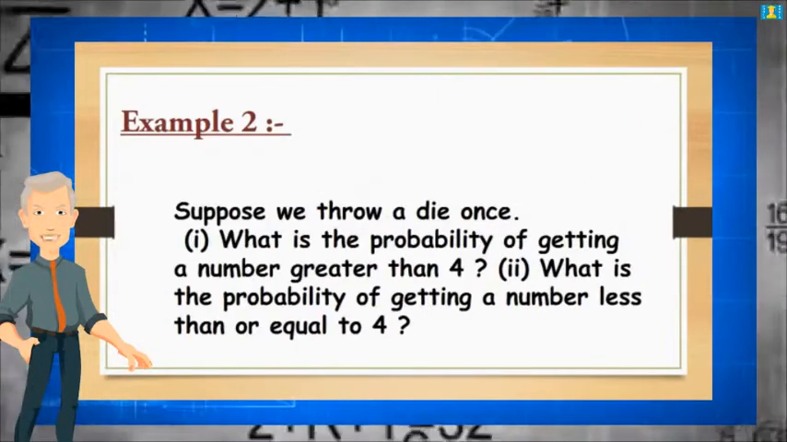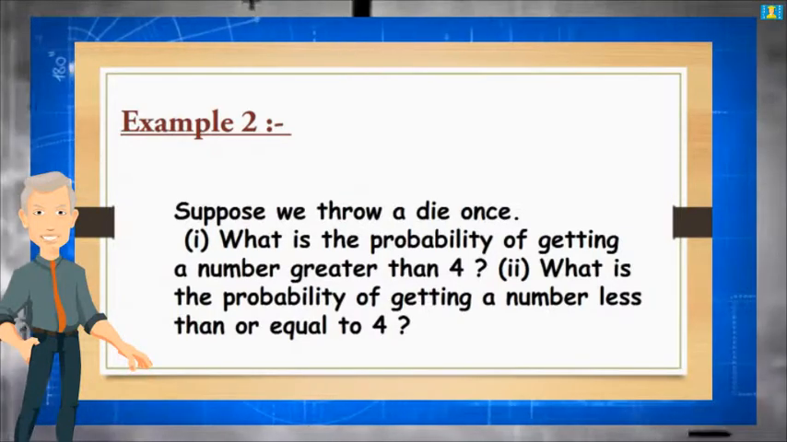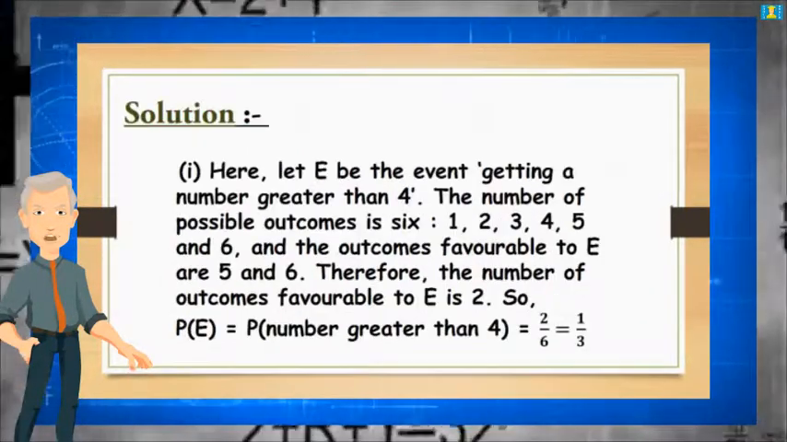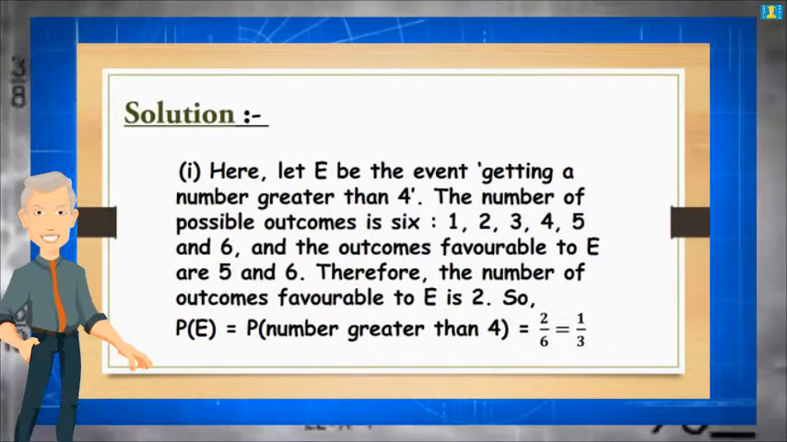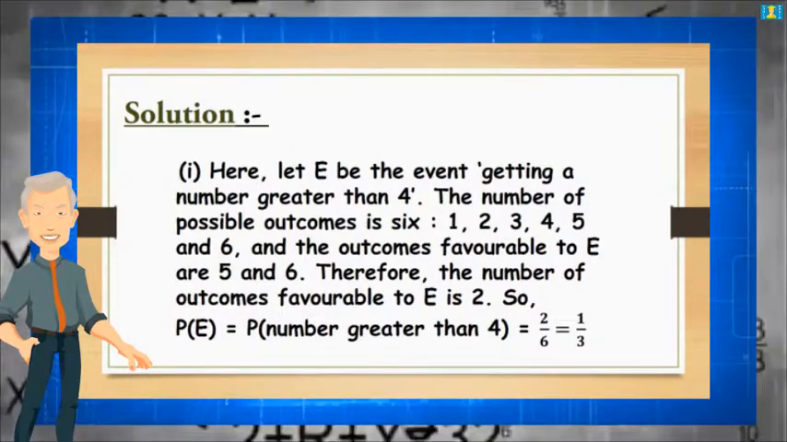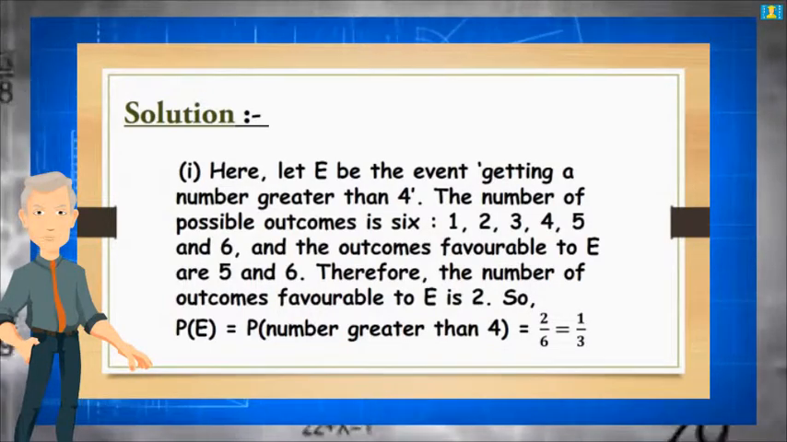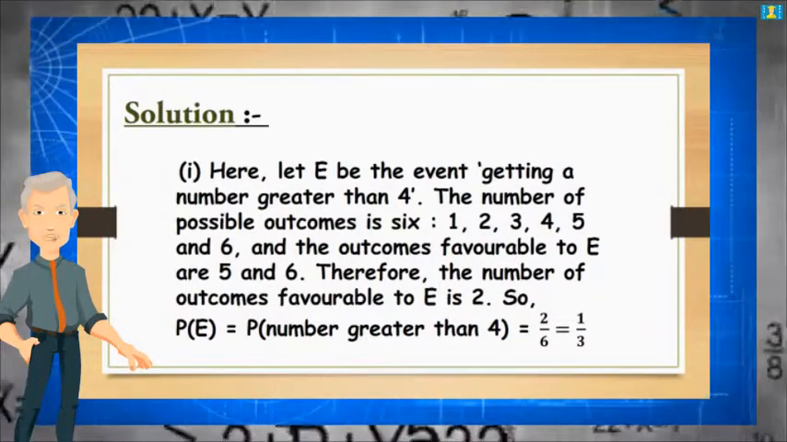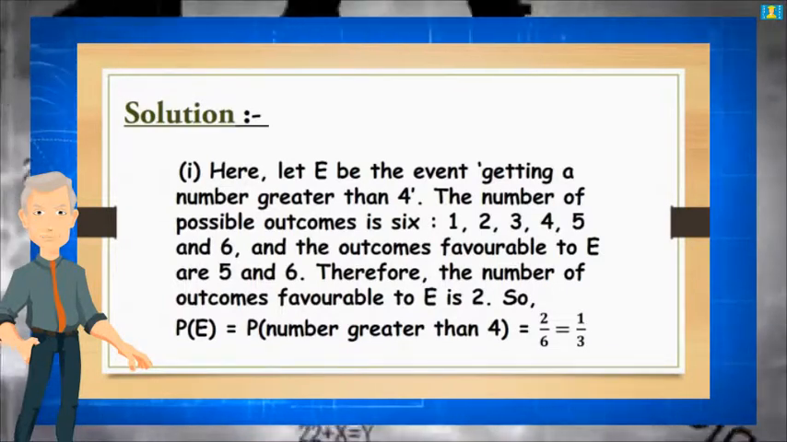Let us see another example. Suppose we throw a die once. Two questions arise. What is the probability of getting a number greater than 4? And the second question is, what is the probability of getting a number less than or equal to 4? Let us see the solution of the first question. Let E be the event of getting a number greater than 4. The number of possible outcomes is 6, which are 1, 2, 3, 4, 5 and 6. The outcomes favorable to E are 5 and 6. Therefore, the number of outcomes favorable to E is 2. So, P(E), the probability of getting a number greater than 4, is equal to 2 by 6, that gives 1 by 3.